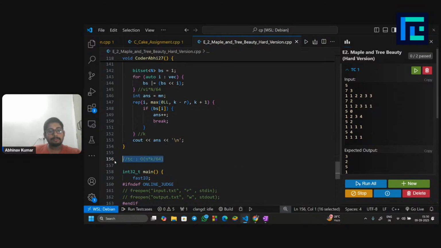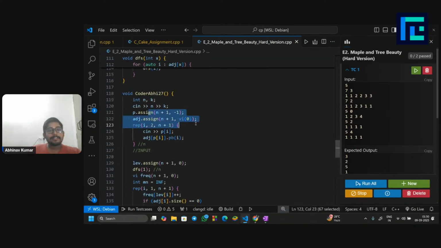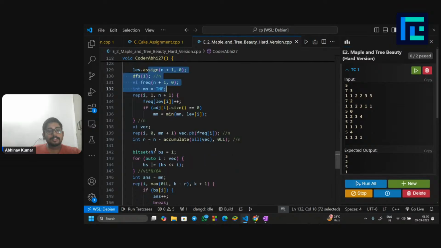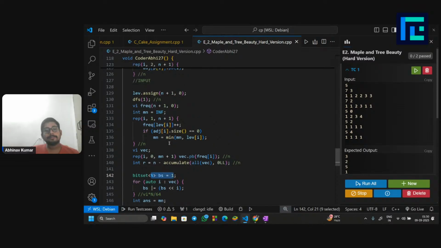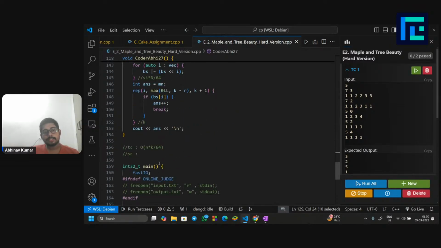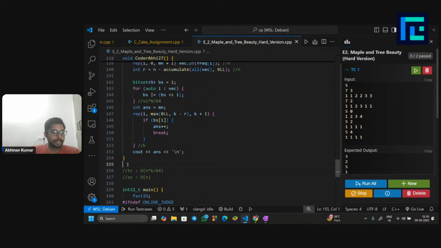This would be our time complexity, and space complexity would be, these vectors are of size n only, but if you look at this bit set, this would be of size capital N, which would be n by 64. In memory, it takes n by 64 only. So 2e5 by 64 space only it takes. So the maximum space would be order of n vectors only. So space complexity would be order of n only. Okay, so I hope this problem is clear. Any other doubts, if you have, you can ask, or we can end the session.